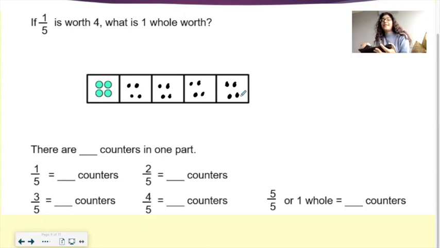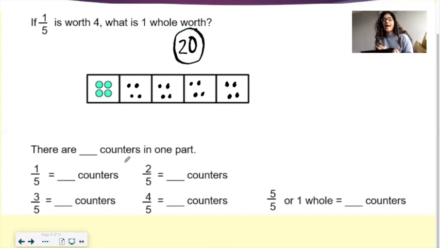There we go. And now to figure out what is 1 whole worth, you just have to count the counters that you have drawn and the counters at the beginning. So let's count together. 1, 2, 3, 4, 5, 6, 7, 8, 9, 10, 11, 12, 13, 14, 15, 16, 17, 18, 19, 20. So that means that 1 whole is worth 20.